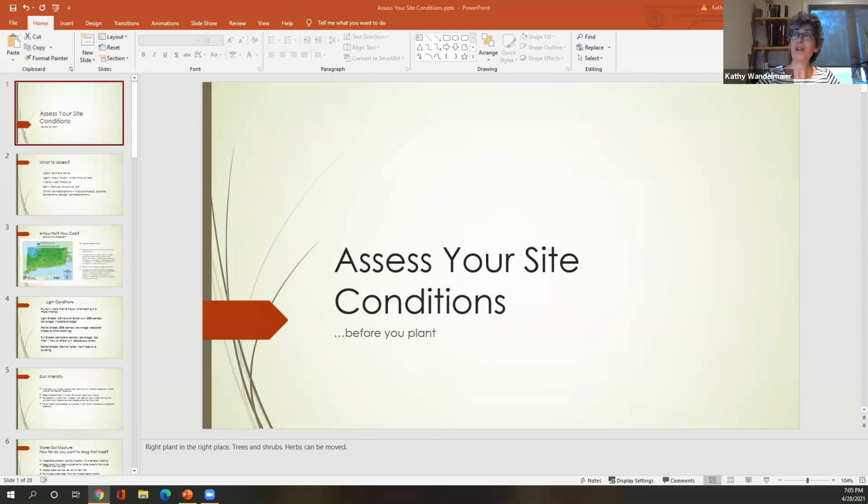So I'm going to focus on assessing your site conditions, as the title slide says, because you always want to put the right plant in the right place. I'm sure that's a phrase you've heard before. It's pretty familiar for gardeners. And the other one that goes along with that is don't fight the site.